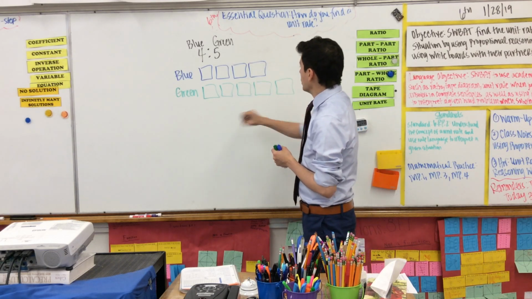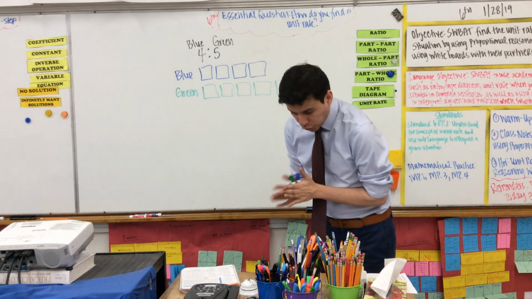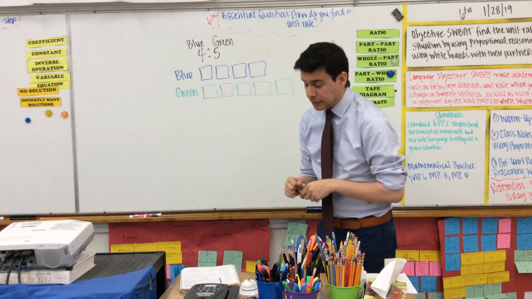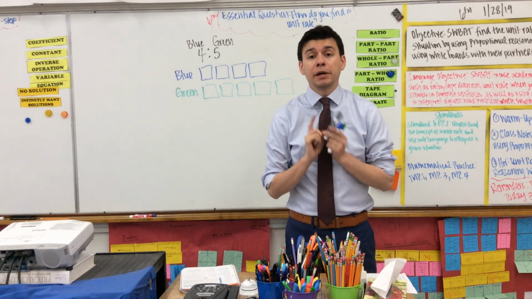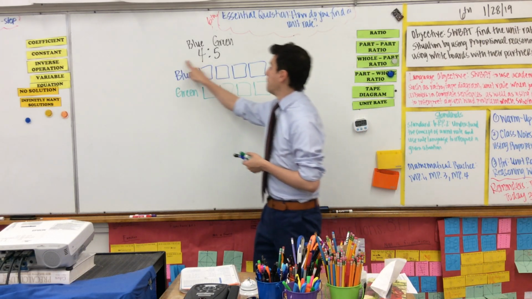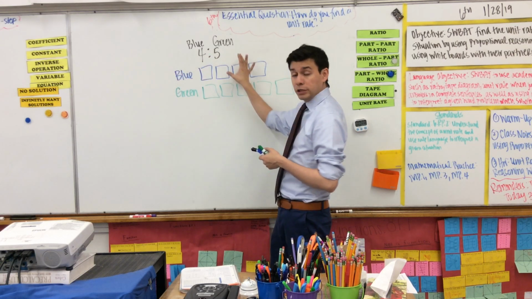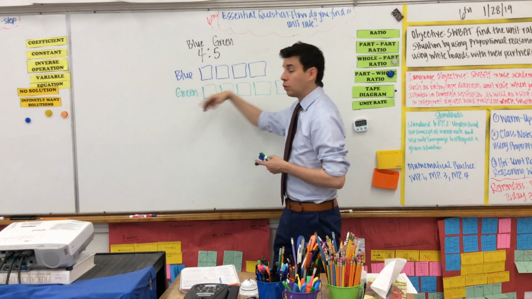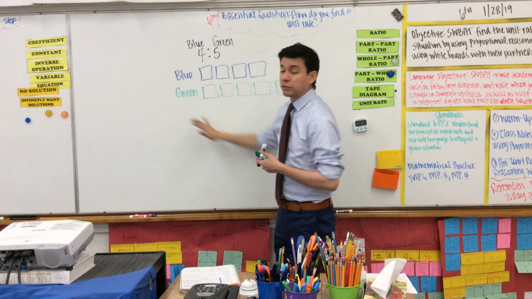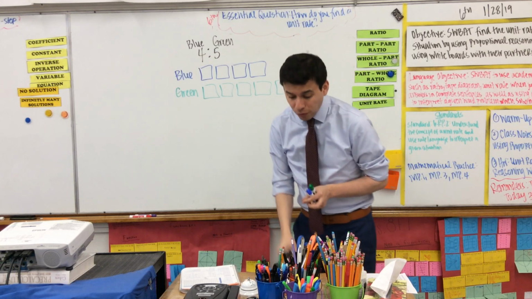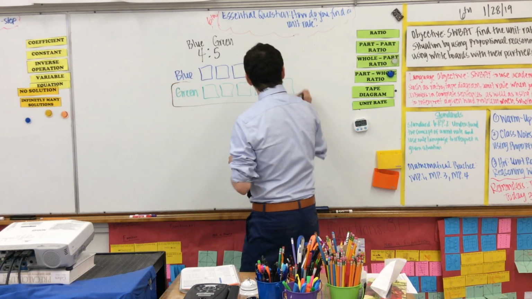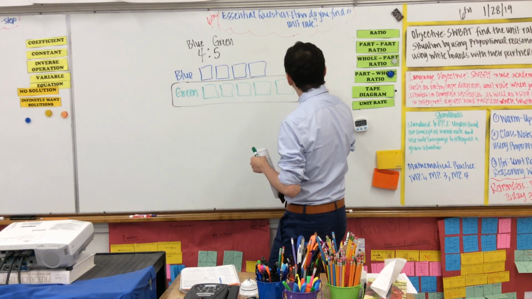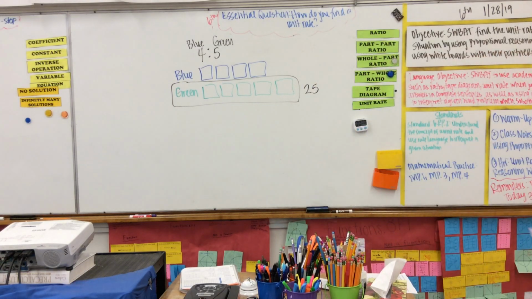So for every 4 blue pieces, I get 5 green pieces. The question is saying, if there are 25 green pieces, how many blue pieces are there? We have 25 green pieces. My question to you is, does that 25 belong only to the blue? Only to the green? Or does it belong to all of them, blue and green together? The answer is it only belongs to the green, because they're saying there's only 25 green. So this whole section right here is going to be 25.